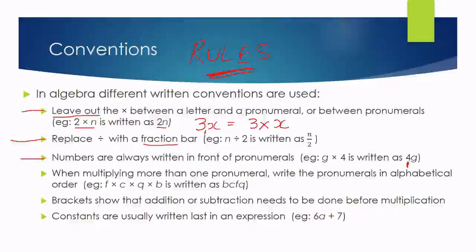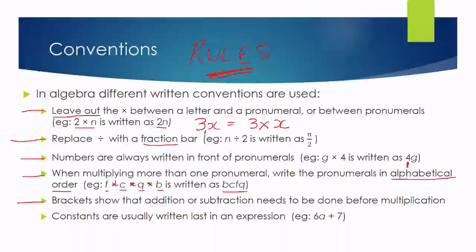Back to multiplying, another little rule about multiplying is that if we have more than one pronumeral multiplied together, we write the pronumerals in alphabetical order. So for instance, if we've got the pronumeral f multiplied by the pronumeral c multiplied by the pronumeral q multiplied by the pronumeral b, well, we don't write any of those multiplication signs in, and we actually rewrite that as not F, C, Q, B, but we write it in alphabetical order B, C, F, Q. That's a little mathematical convention that we need to remember.